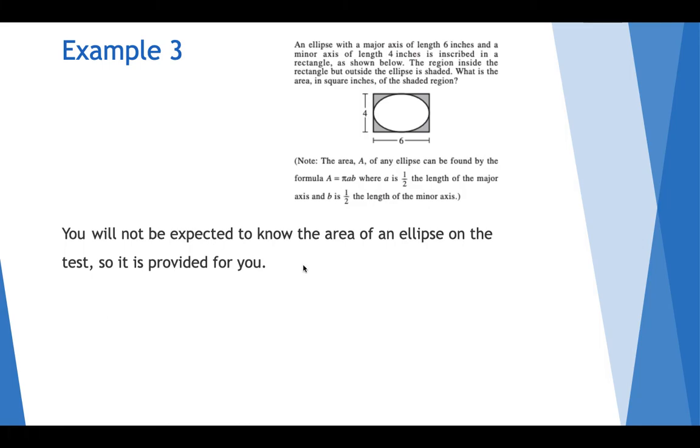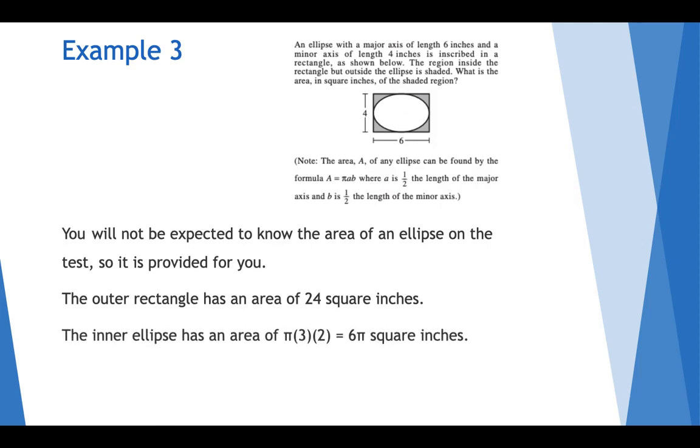Well, that's not difficult. We know that the base is 6, the height is 4, so the rectangle has an area of 24, because that's 6 times 4. The area of an ellipse is given as pi times a times b, where a is 1/2 of the length of the major axis. The major axis would be the longer one here, that's 6, and b is 1/2 the length of the minor axis, which would be 4. So, if the major axis is 6, a is 1/2 the length, a would be 3. If the minor axis is 4, b is 1/2 the length, b would be 2. The inner ellipse has an area of pi times 3 times 2, which is 6 pi square inches.